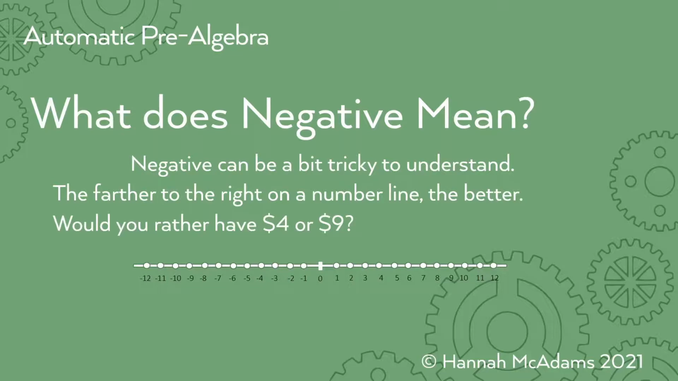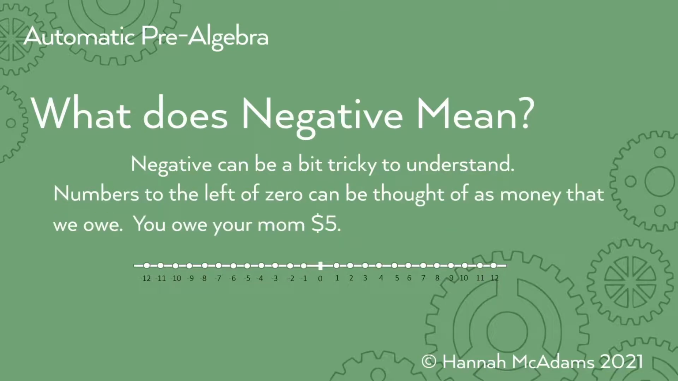Would you rather have $4 or $9? $9. Well, here's 4 on the number line, right? And here's 9 on the number line. Which one's greater? 9 is more, right? So that's good. Now, we can think of negative as money that you owe.